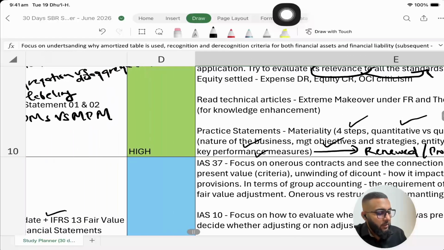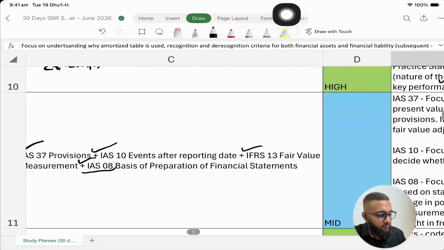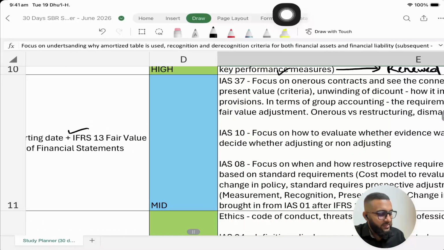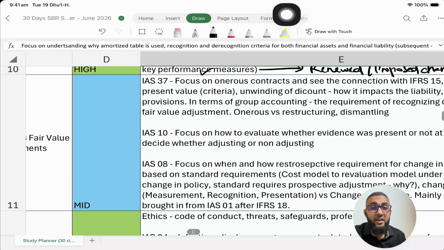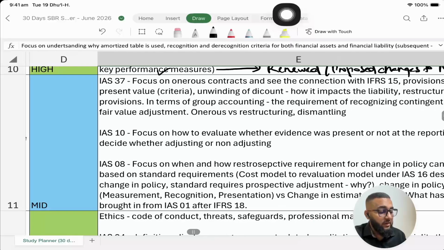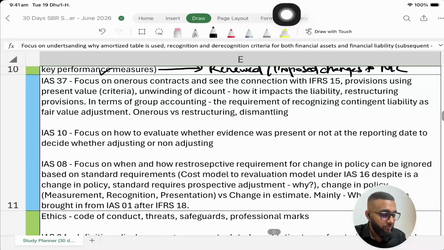Right. Then moving on to the next day. So this is day 5. On this, it's going to be a mid important base day. So here, IAS 37, you have to focus on onerous contracts and see the connection with IFRS 15, as I've shown the connection with IFRS 15. Bring that back here, reiterating it here. Provisions using present value, unwinding of discounts, how the unwinding is impacting the liability, what the restructuring provisions are, and what amounts or what expenses can be taken for provisions.